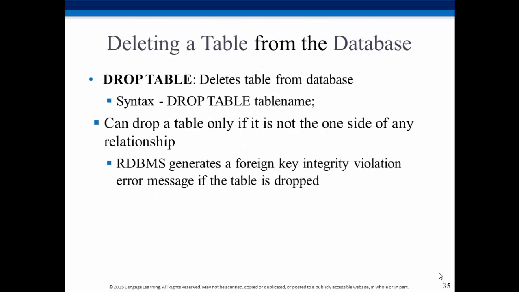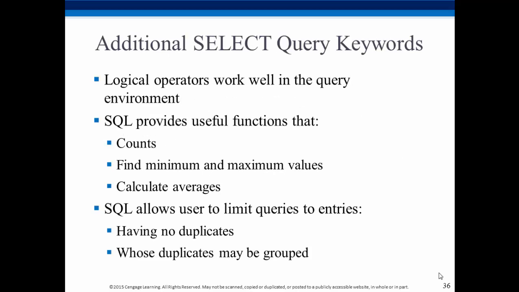The drop table deletes tables from the database. You would put drop table part and it would delete the entire table. Alright, and you can drop the table only if it's not the one side of a relationship, the primary key side of the relationship. Because the database management system generates a foreign key integrity violation error message if the table is dropped when it was being referenced as foreign keys in other tables.